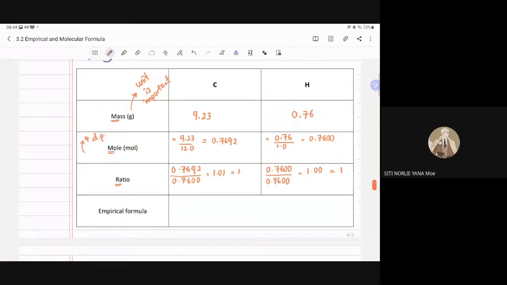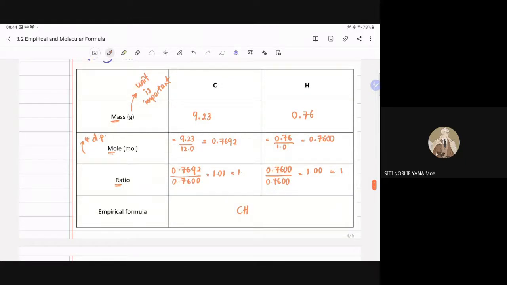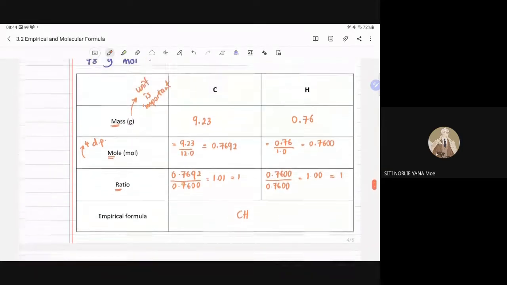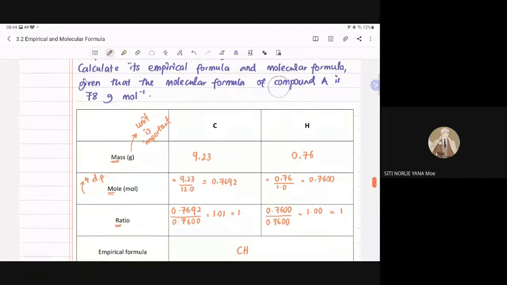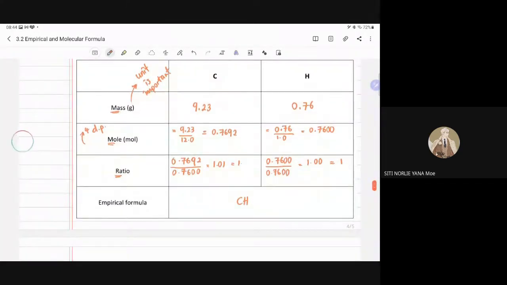Jadi empirical formula dia adalah C1H1. So it is CH. Okay. So that would be the empirical formula. Now, nak kira molecular formula dia pula, alamak, saya tuliskan tepi lah. Molecular formula dia 78 gram per mol untuk dia punya MR dia tu. Jadi kita kira depan lah tepi ni. So I'll just write it here actually.